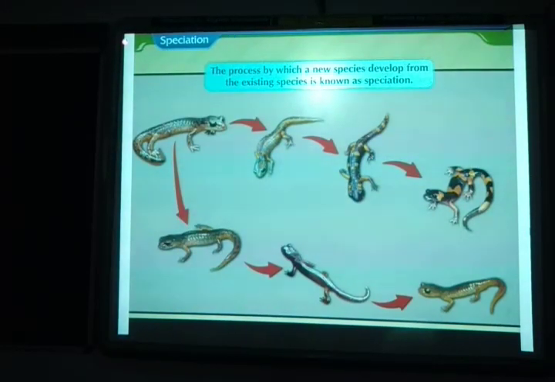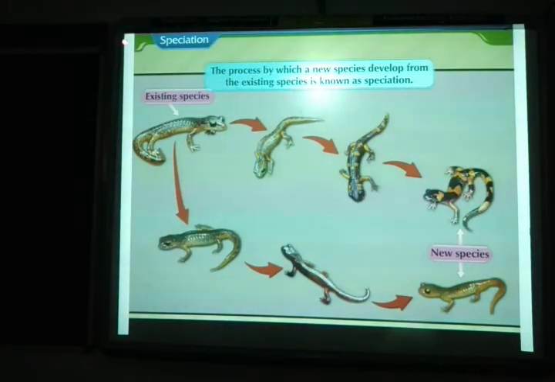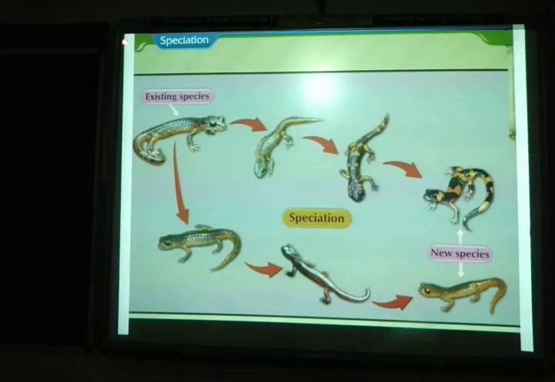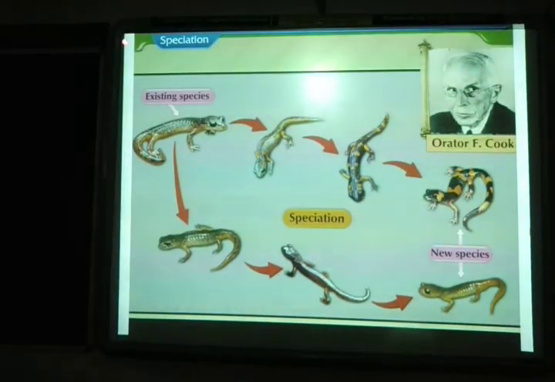The process by which a new species develops from the existing species is known as speciation. The biologist orator F. Cook coined the term speciation. Let us now proceed to understand how new species are formed from the existing species.